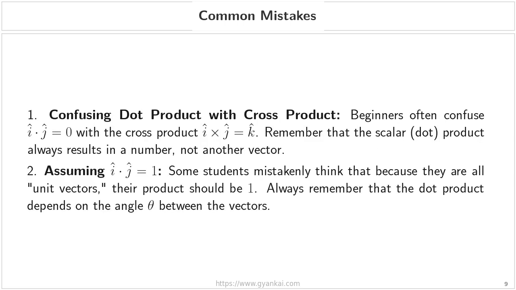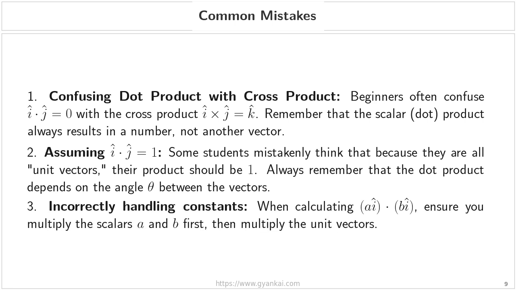Second, watch out for the temptation to assume that i dot j equals 1. It is a common mistake to think that because these are all unit vectors with a magnitude of 1, their product must also be 1. But, as we saw in our derivations on slides 4 and 5, the result depends entirely on the angle between them. Since the axes are perpendicular, the cosine of 90 degrees is 0, which brings our result to 0.